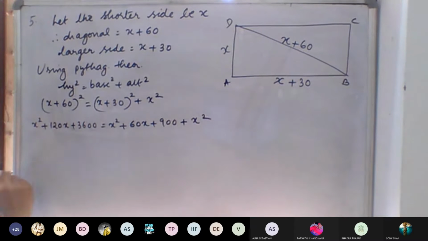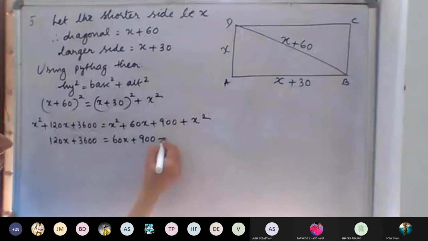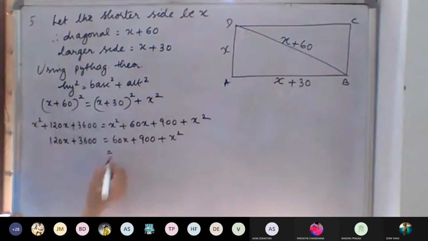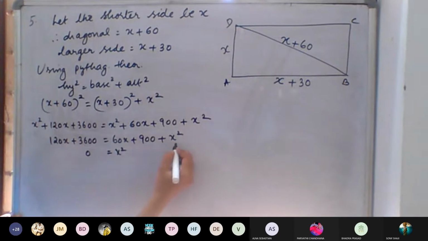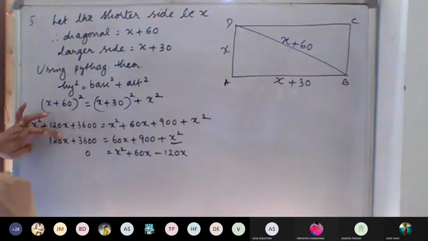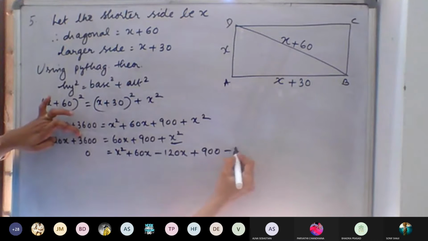Here also x square we can cancel. Remaining 120x plus 3600 is equal to 60x plus 900 plus 1x square balance. So take all the things to the right side. So here it will be 0, then x square. Then 60x, then take this 120x, so it will become negative 120x. Already here 900 is there. Take this 3600, so it will become negative 3600.